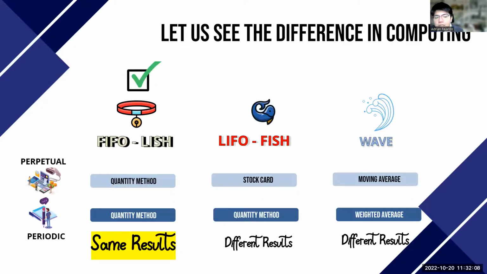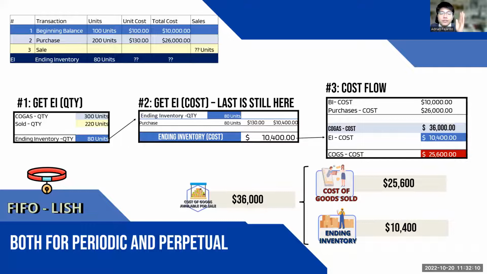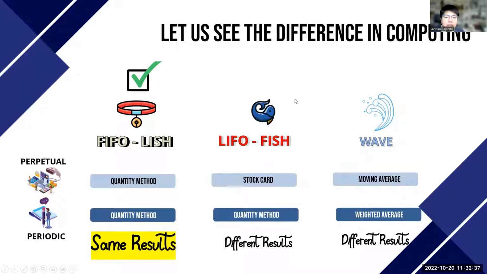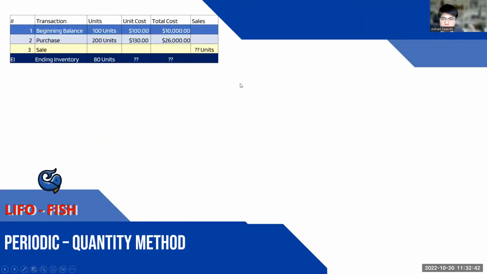It's quantity method. How do you solve quantity method? You first focus on quantity, get your ending inventory quantity. From there, you get your ending inventory cost, which would be last is still here. And then after you get your ending inventory cost, you complete the cost flow. Subtract your ending inventory cost to your COGAS to get your cost of goods sold, right? So generally, regardless kung perpetual or periodic, FIFO gives you the same results.